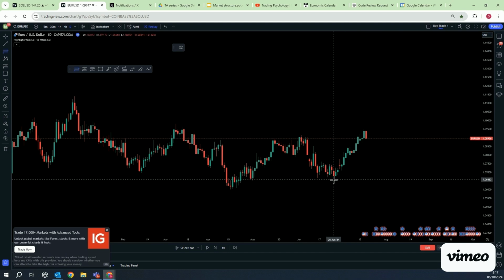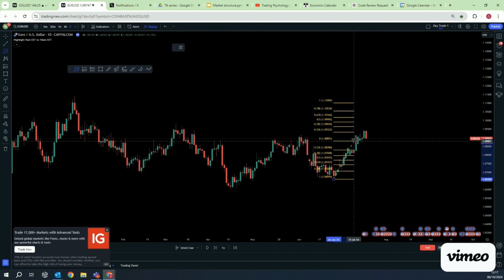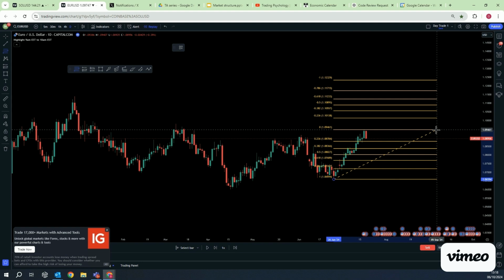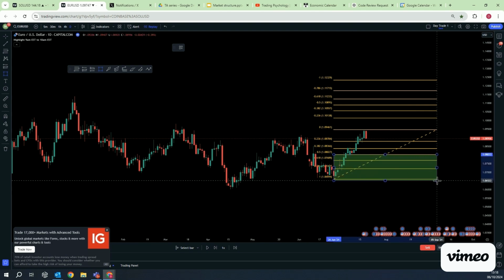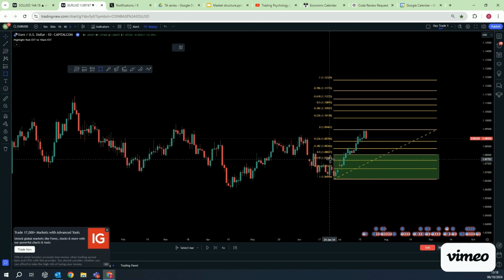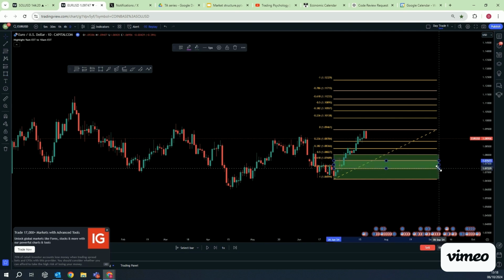So let's pause and have a look here. We're going to measure up to the extreme. We're going to draw our discount zone, which is from here, and we're going to look for our optimal entry zone, which is around here. Remember, the optimal entry zone doesn't always hit. It's where we'd like to get in.